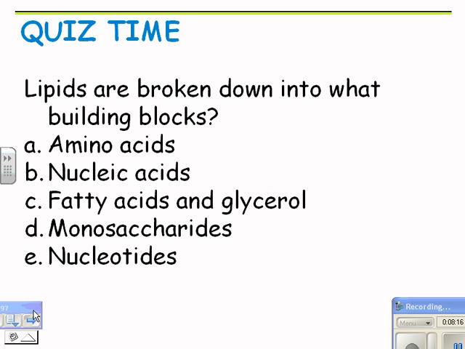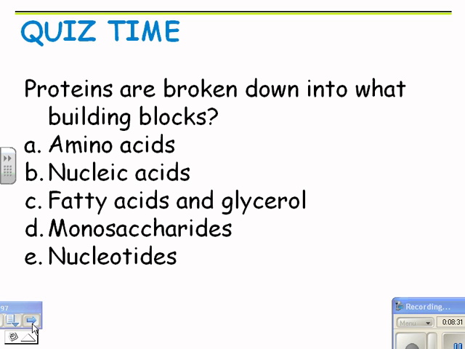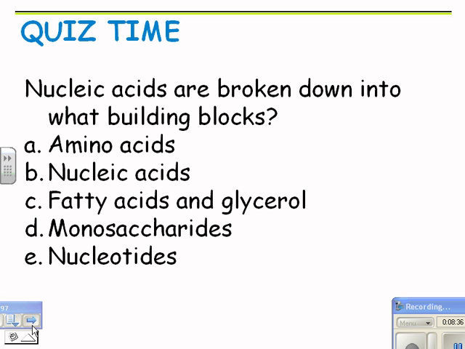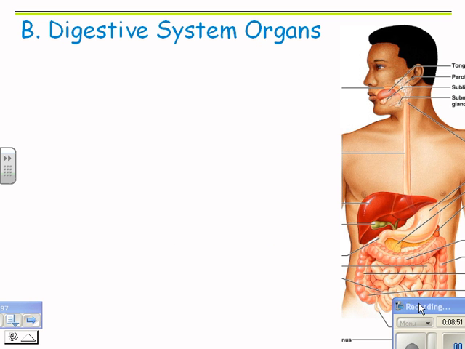Quiz time. Lipids are broken down into, pause this, and I will do it, into fatty acids and glycerol. Carbohydrates are broken down into what building blocks? That would be monosaccharides. Proteins are broken down into amino acids. Nucleic acids are broken down into nucleotides, which are then broken into sugar, phosphate, and base. Oh, did I say that? Nucleotides are broken down into sugar, phosphate, base. And we're going to stop right here.